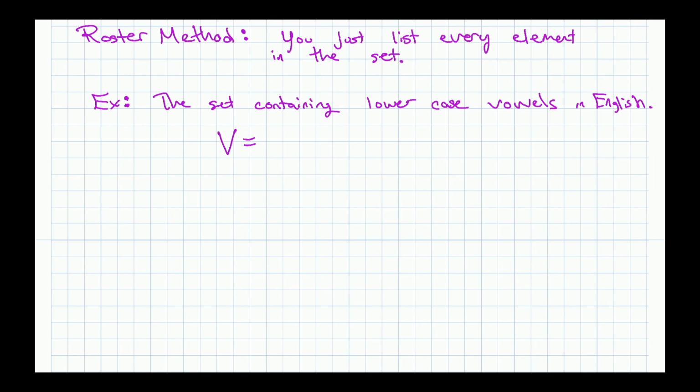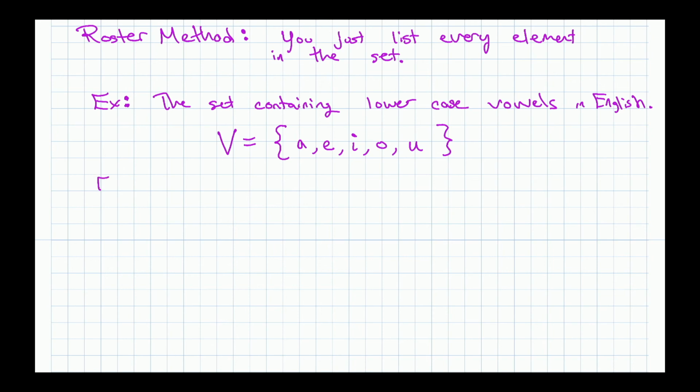So V equals, it's a mathematical object, so it can equal something. When you're listing out a set, you use curly braces. Anything you write inside the curly braces is inside the set. So for lowercase vowels, that would be a, e, i, o, u. That's my set. That's just how you do the roster method. You just write it out.